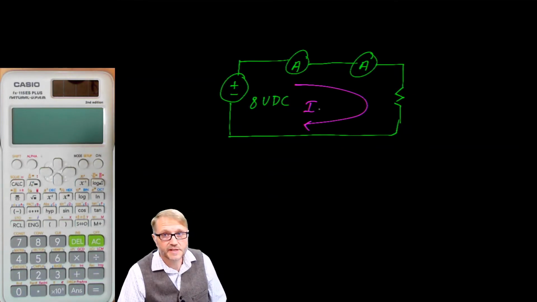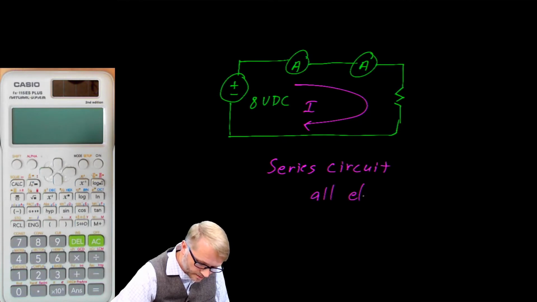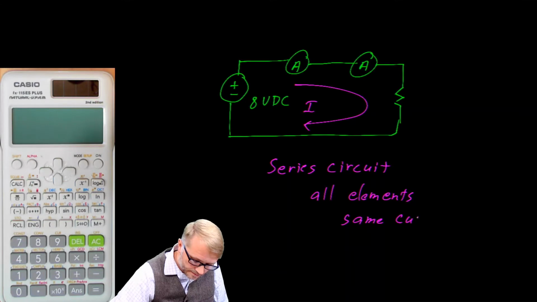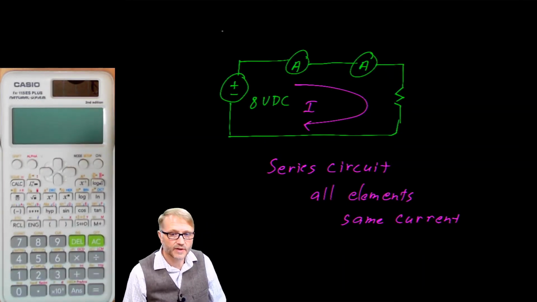So in a series circuit, every element has the same current. We should write that down. In a series circuit, all elements have the same current. And again, this is a series circuit where one occurs after the other. So we have one loop. Every element in the loop has the same current.